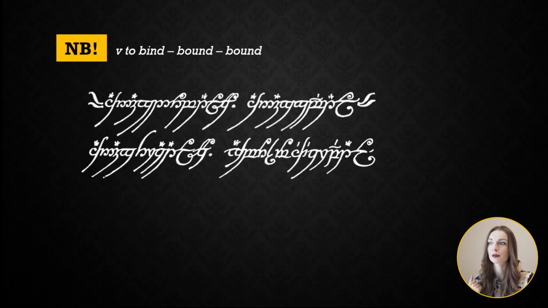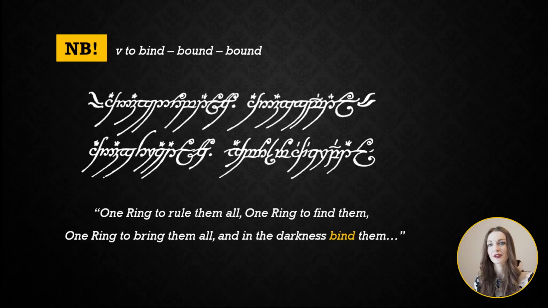To sum this up, let's look at the text you all know very well, I'm sure, and let's read the translation. One ring to rule them all, one ring to find them, one ring to bring them all, and in the darkness bind them. To tie them together in the darkness.